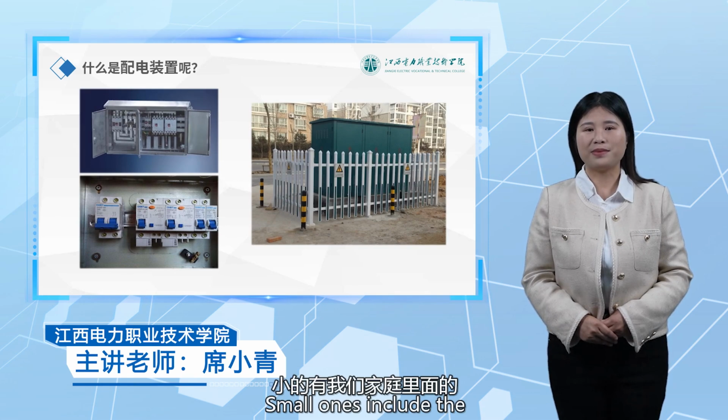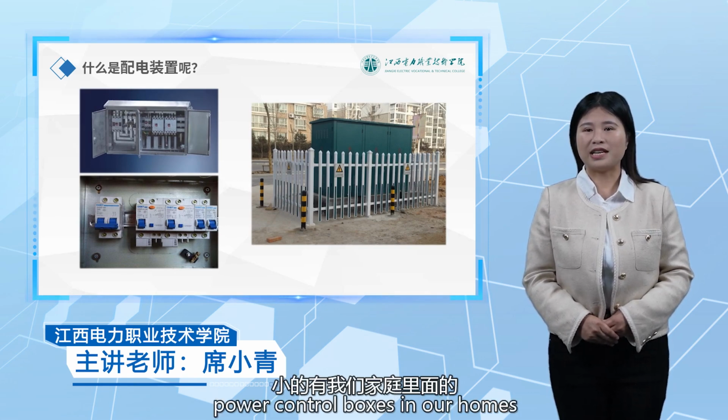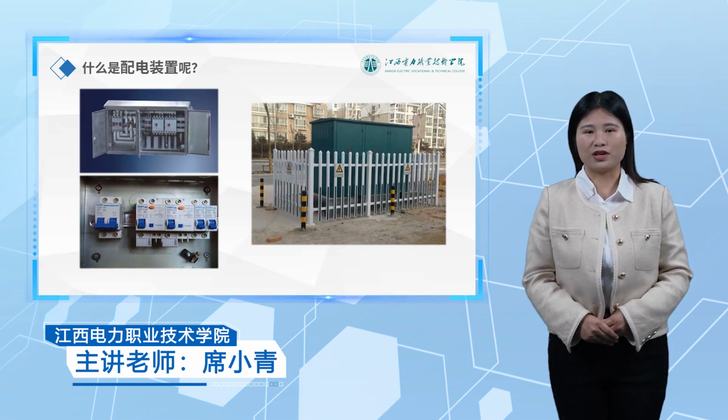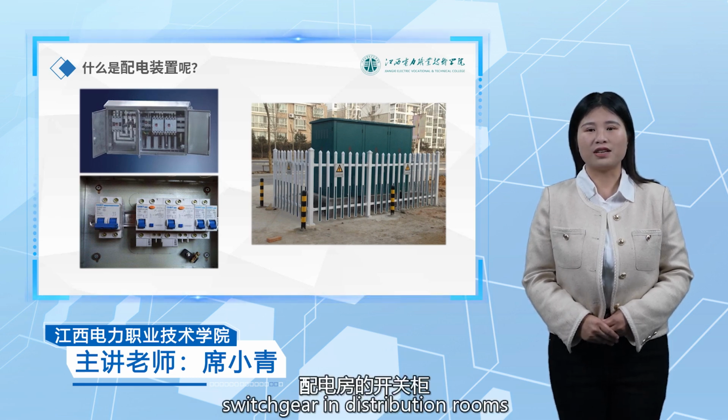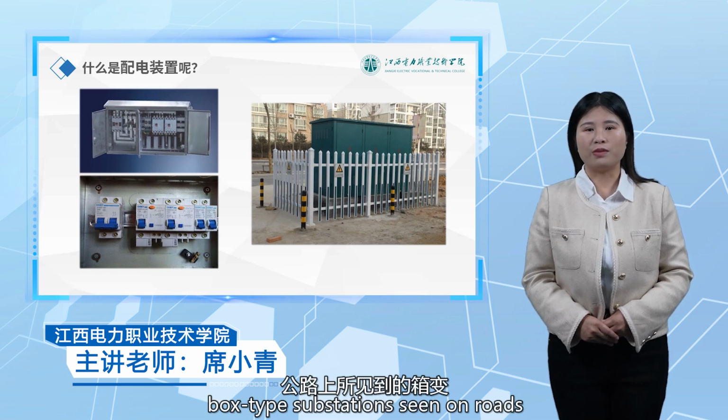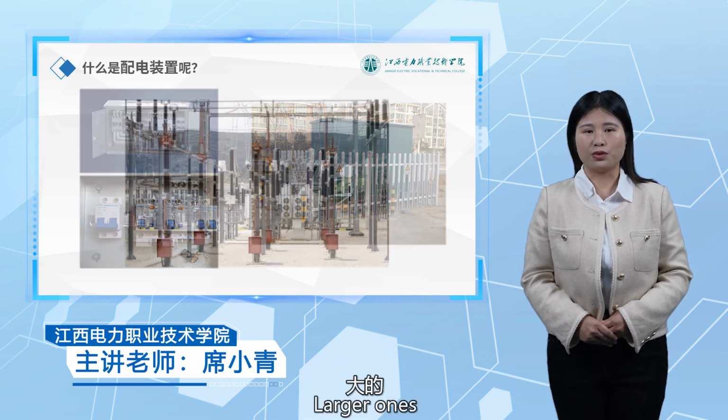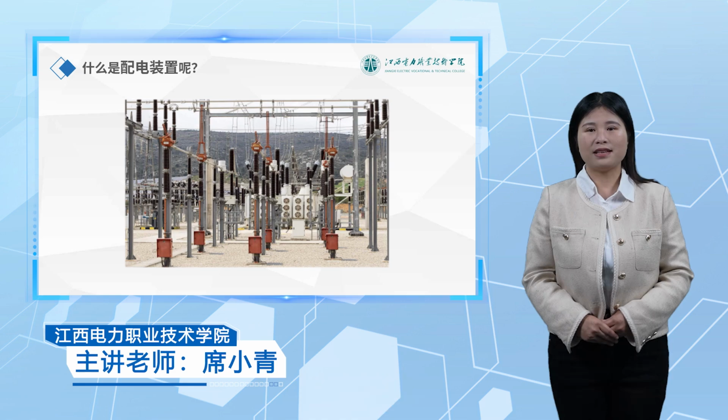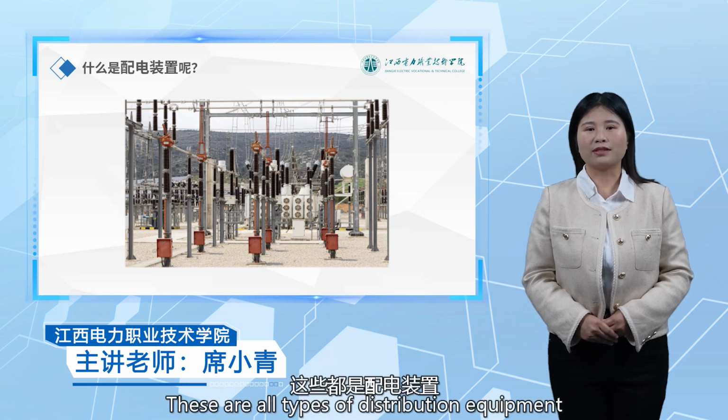Small ones include the power control boxes in our homes, power control boxes in corridors, switchgear in distribution rooms, box-type substations seen on roads, larger ones like substations. These are all types of distribution equipment.